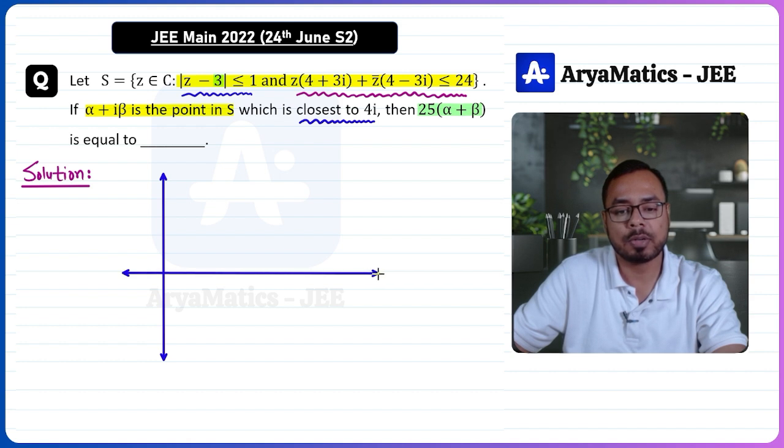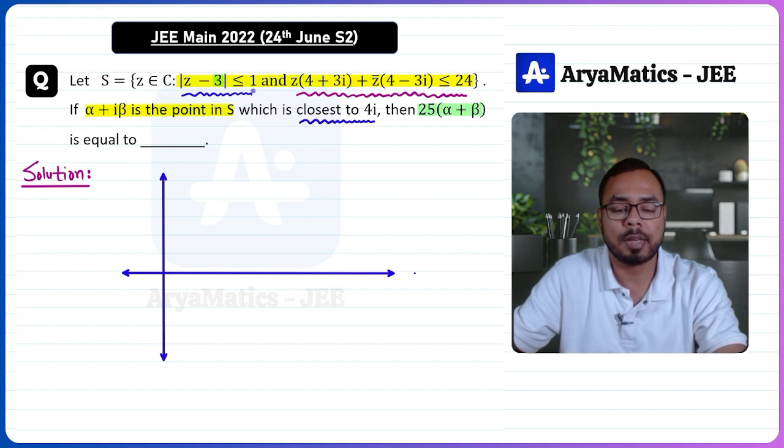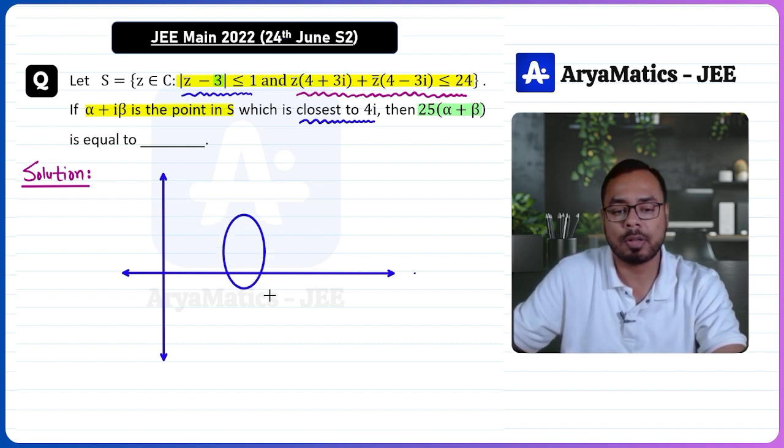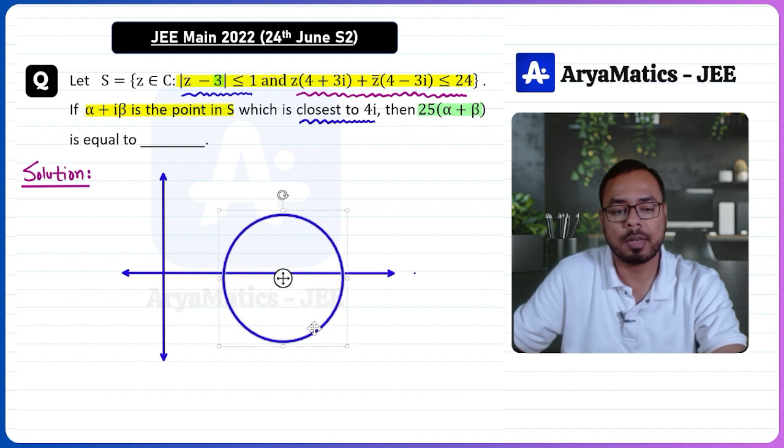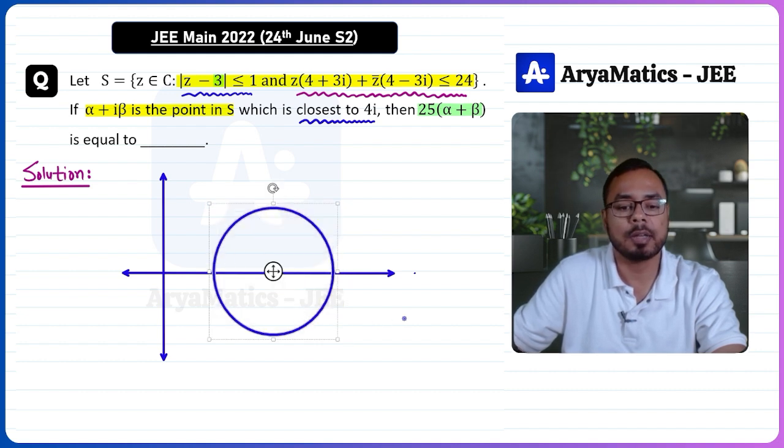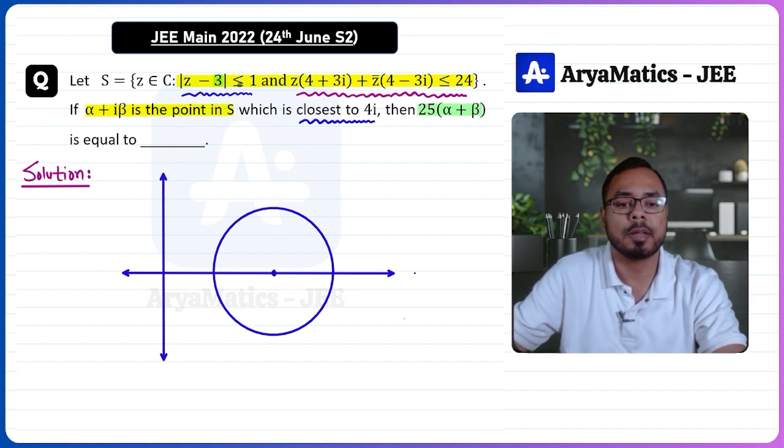The very first locus is |z − 3| ≤ 1. If I had an equality sign there, then it will represent all the points on a circle with center at (3, 0) and radius 1 unit. But we have a less than or equal to sign, so that means we have points either inside the circle or on the circle. Also, the second locus is this one.